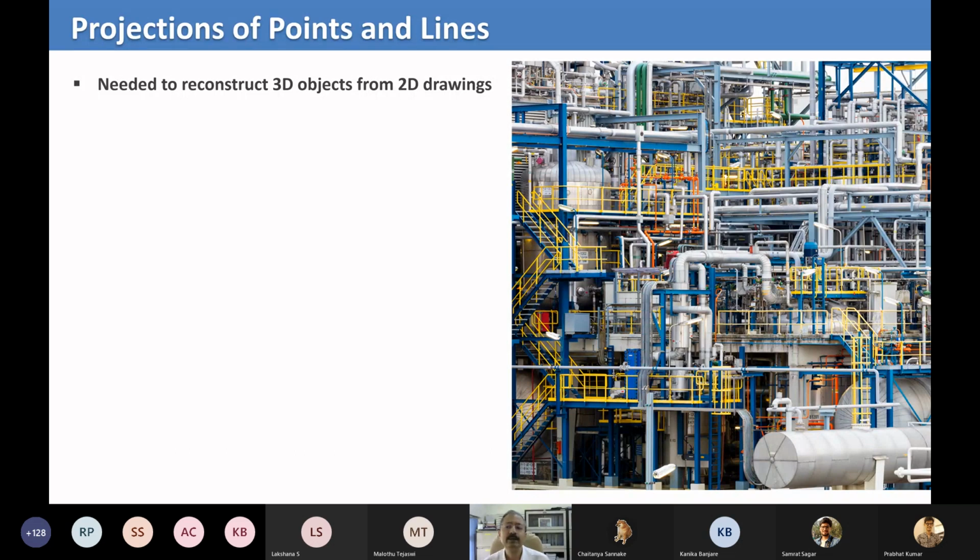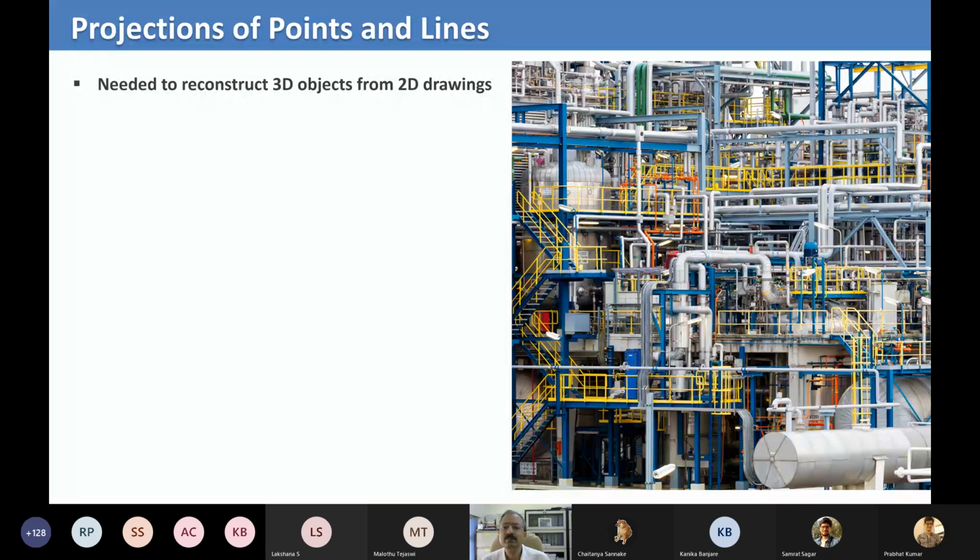So in general, eventually we'll have to worry about whether, if you are able to see an object in a 2D view, an orthographic 2D view like we saw in the previous class, we should be able to visualize and reconstruct or draw the object in 3 dimensions also.